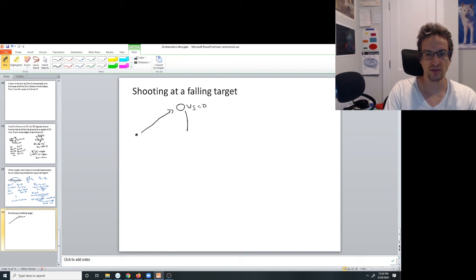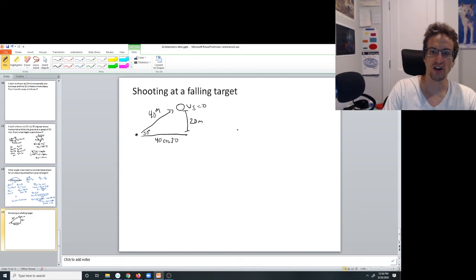And just to give us some numbers, this is 20 meters, and this is a 30-degree angle. Okay, so 30 degrees, 20 meters. That means this is 40 meters, and this is 40 cosine 30.